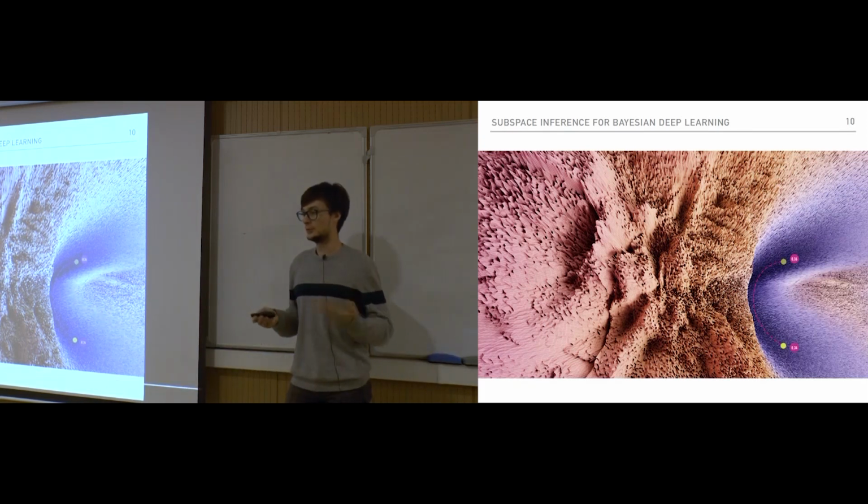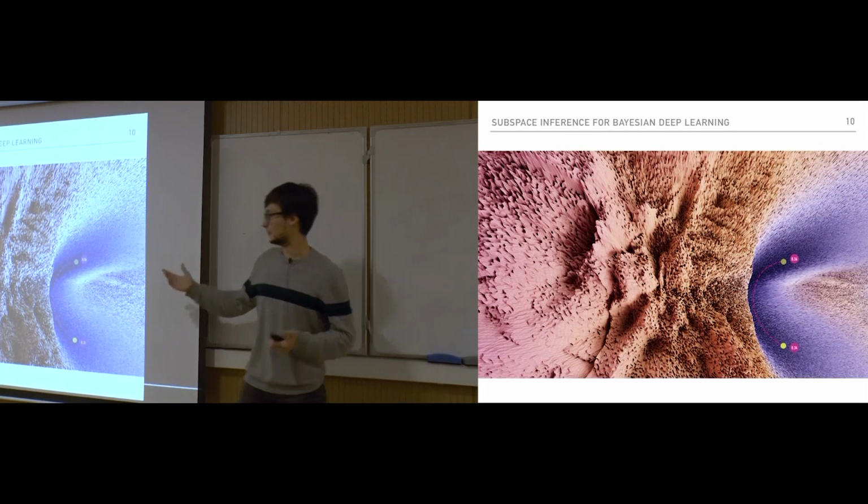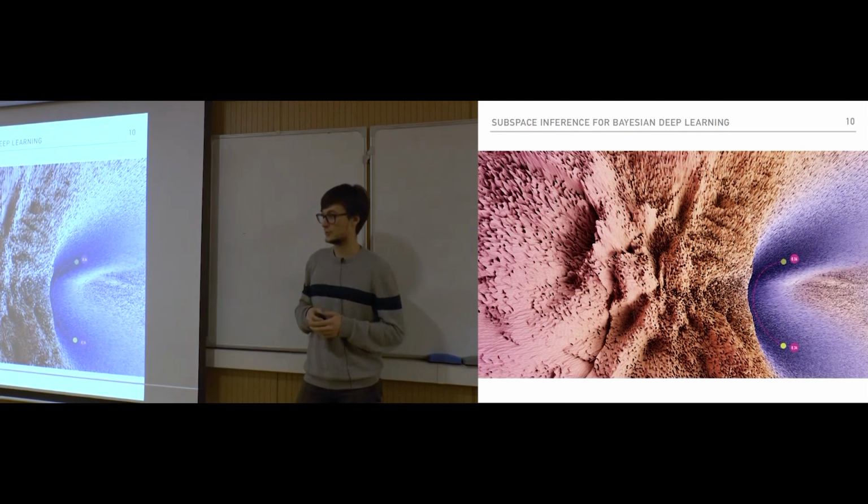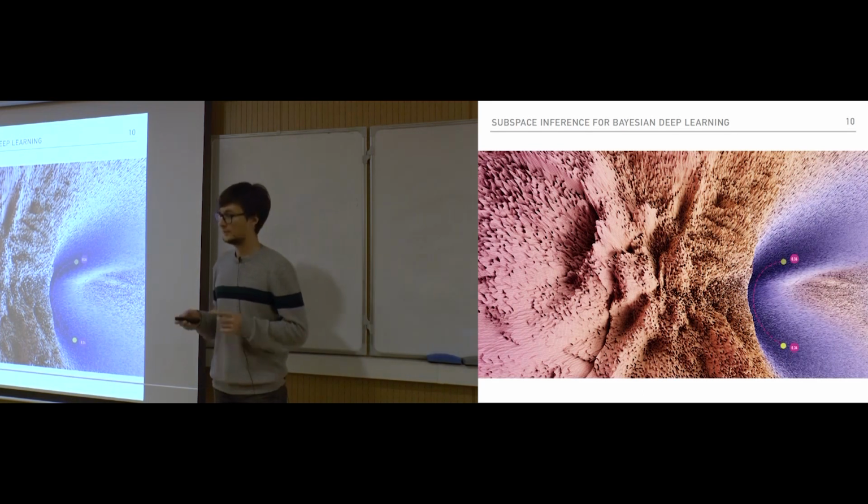And what we'll do is we'll try to treat this loss surface as the density of our posterior distribution in this two-dimensional subspace, and we will be sampling from this distribution. So this is a high-level idea.